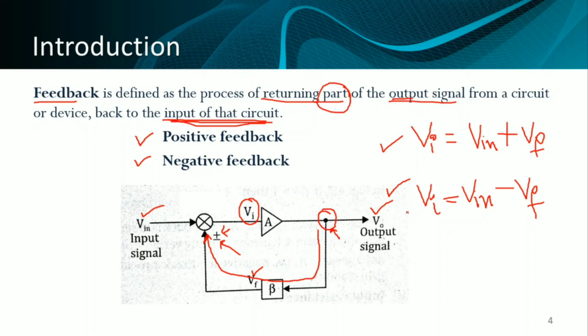I'll repeat it. Feedback is defined as a process of returning a part of the output signal from the circuit to the input of the circuit. Based on addition or subtraction, we decide whether it is positive feedback or negative feedback.